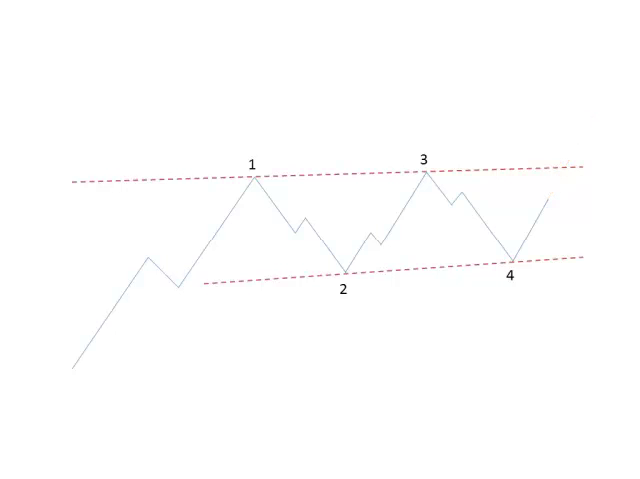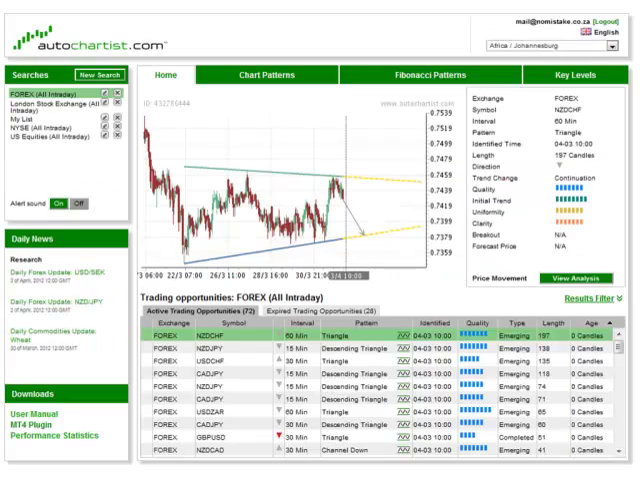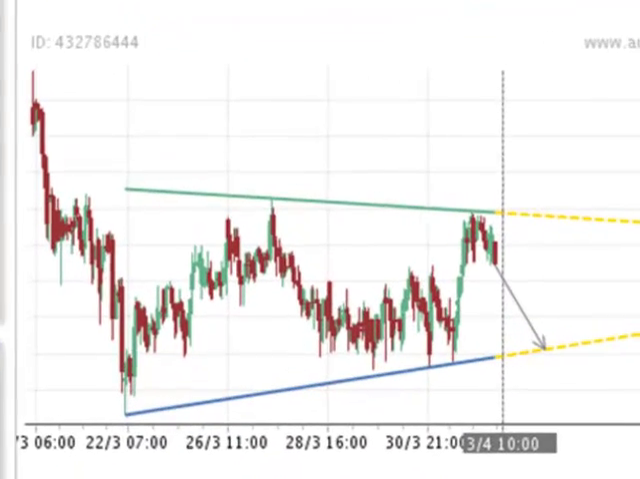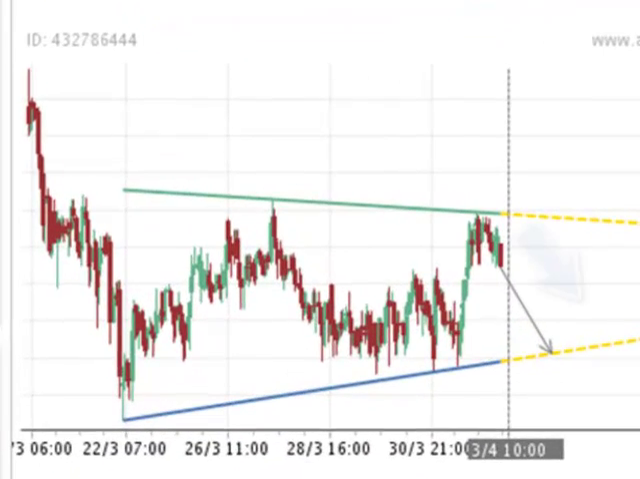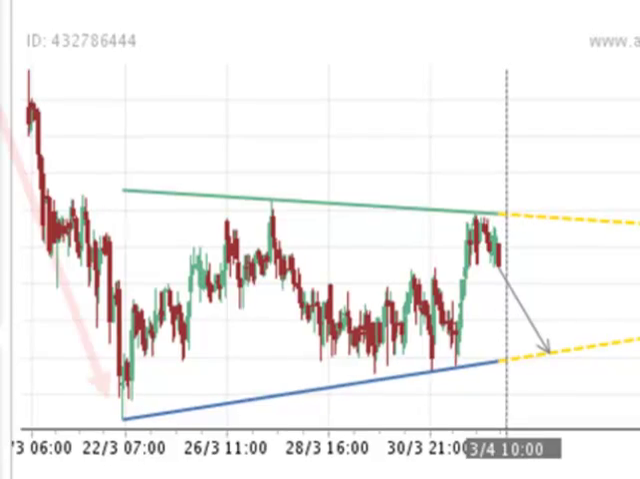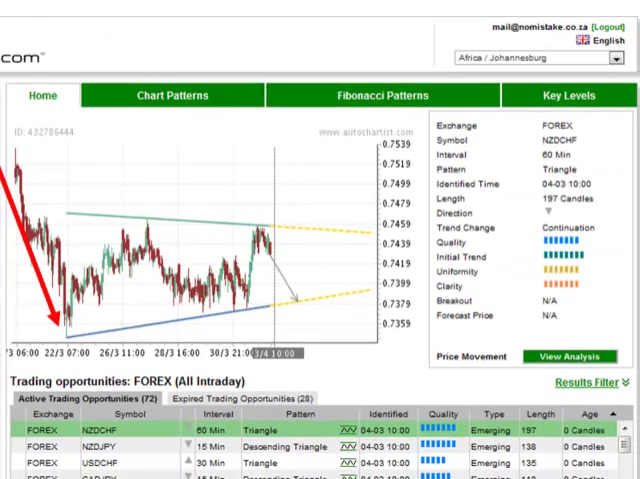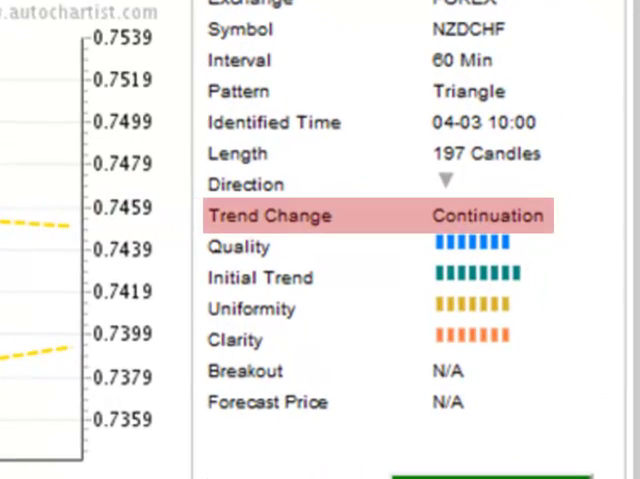Does it matter in which direction it breaks? Yes, most definitely. The breakout has to happen away from the last turning point. There are some other characteristics that will also tell you what the direction of the breakout should be, and those are the direction of the initial trend, together with whether the pattern is a reversal or continuation.